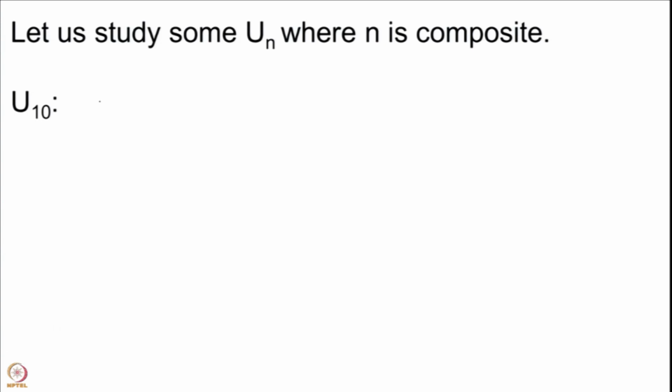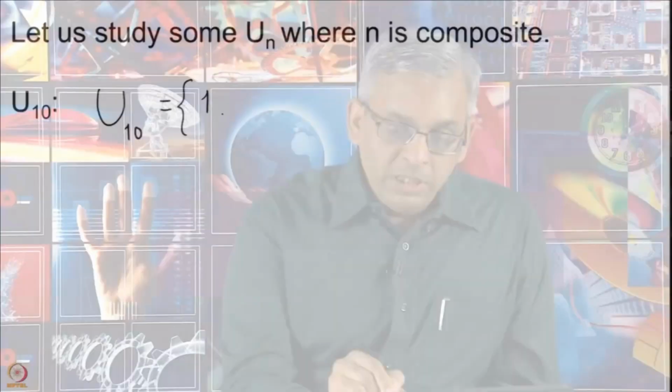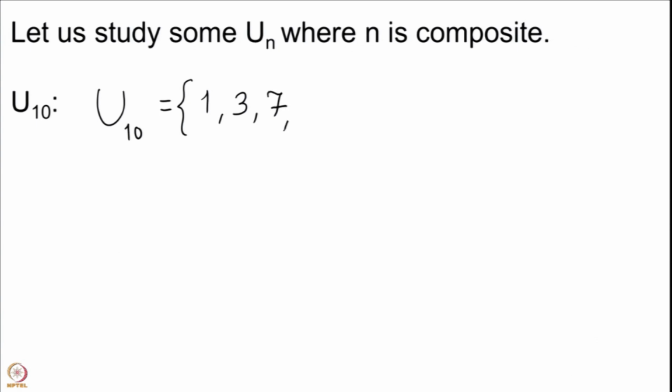Let us go one step ahead and look at U10. So, in U10 we should not write the even elements, because 2 divides 10, but we should also make sure that 5 does not come. So, the only elements you have are 1, 3, 7 and 9. So, note first of all that the cardinality of U10 is equal to the cardinality of U8, which is 4.